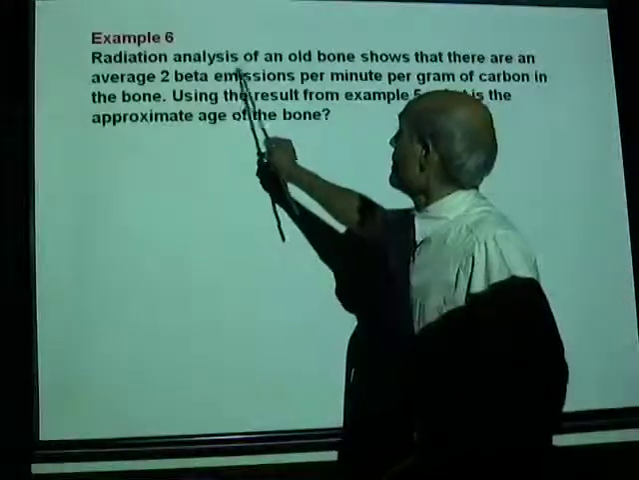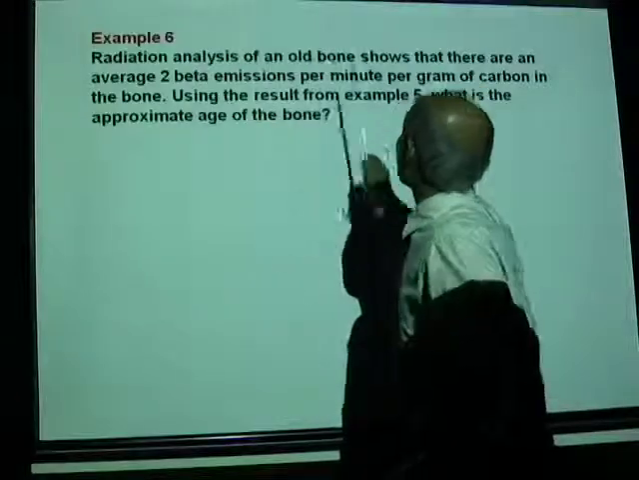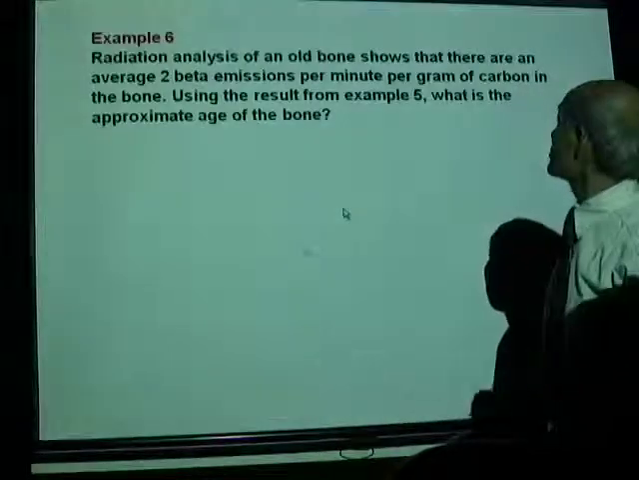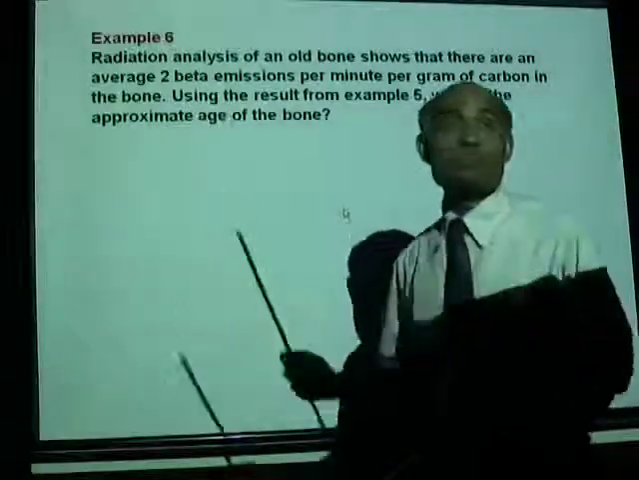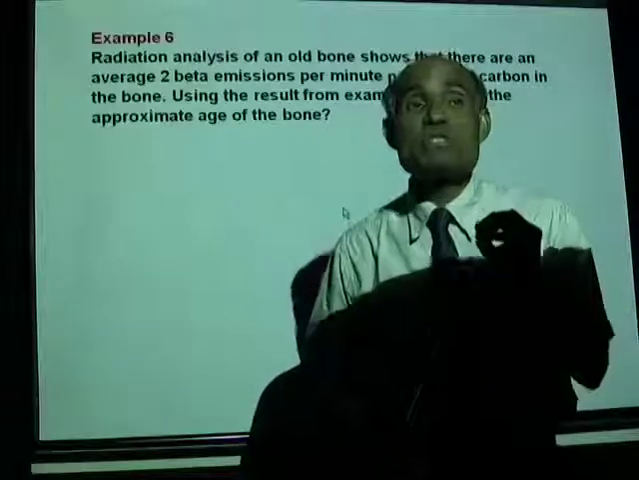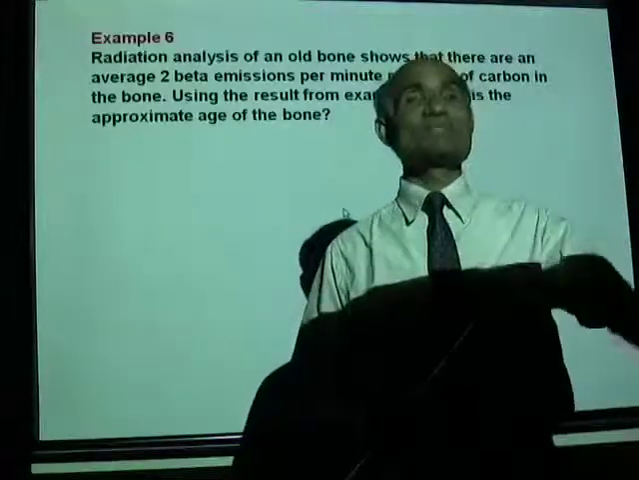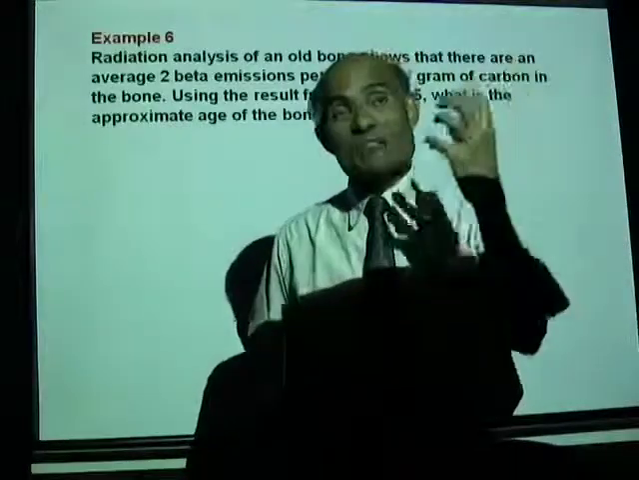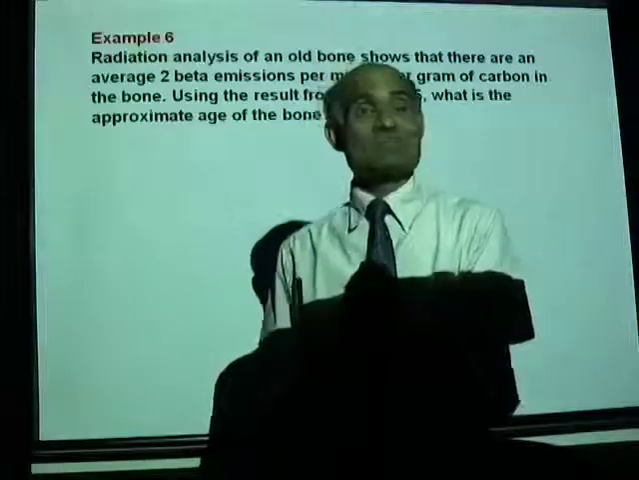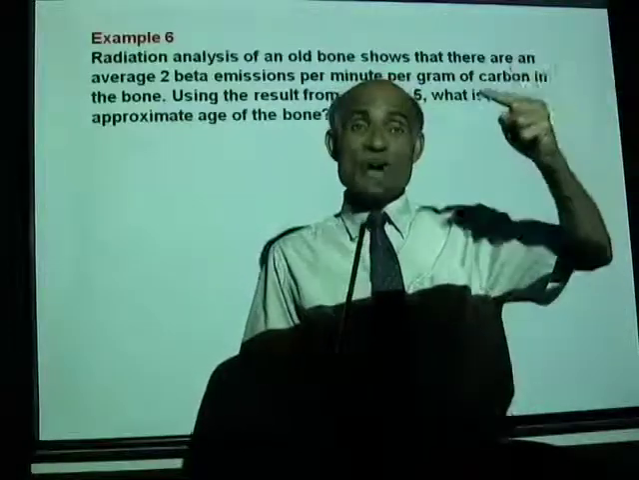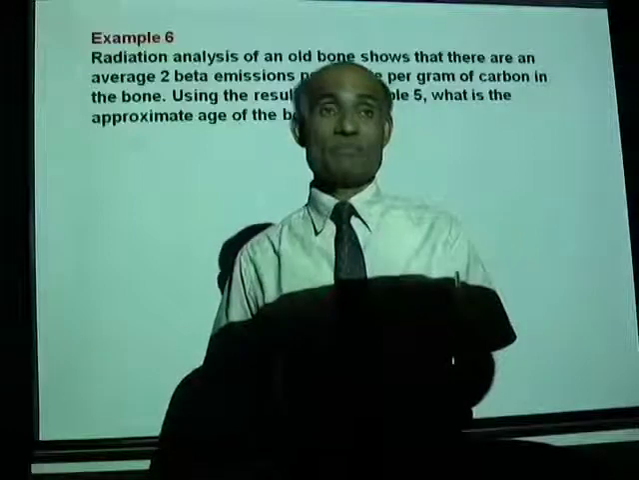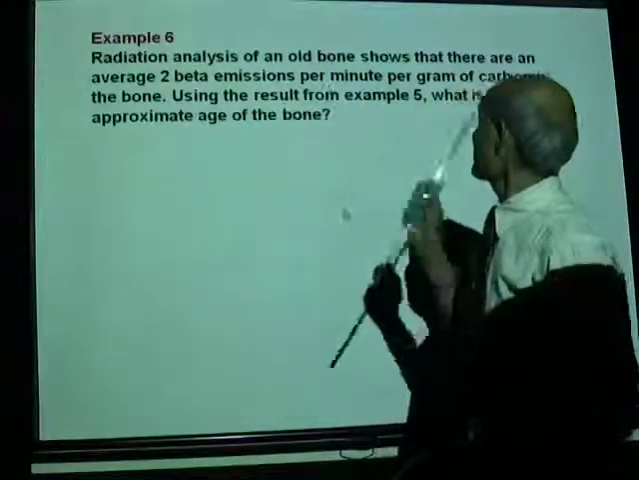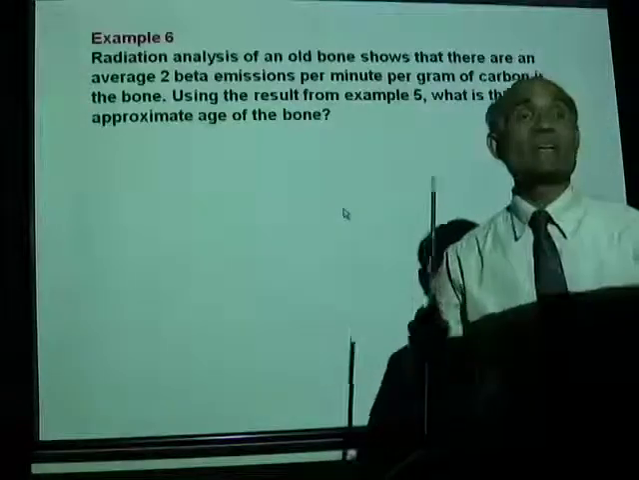Now, when we analyzed this bone, what did we find? The radiation analysis of an old bone shows that there are an average of 2 beta emissions. The activity now is 2 radiations per minute. So 16, which is the original number, has been reduced to 2 radiations per minute. Can we find the time taken for that reduction? Well, that is what the question is asking you, I think. Using the result from example 5, what is the approximate age of the bone?